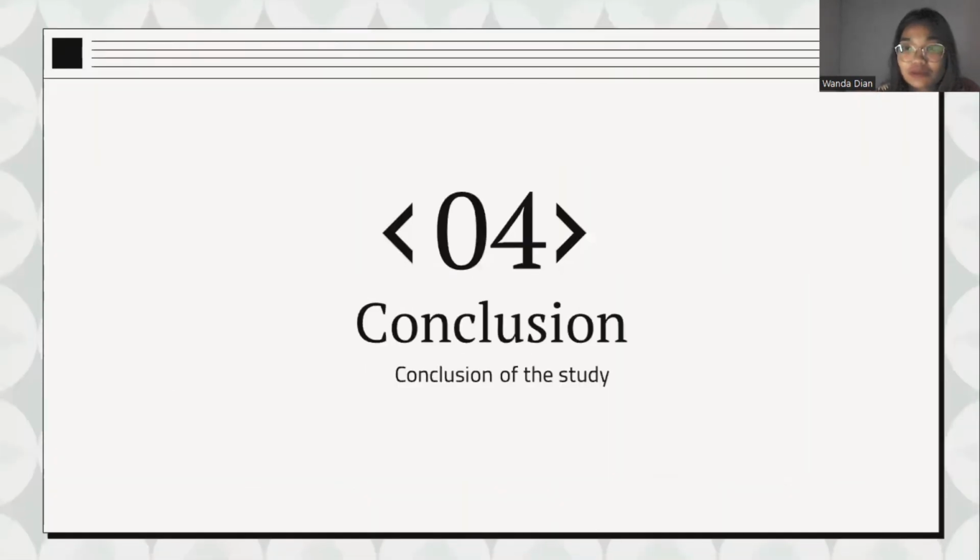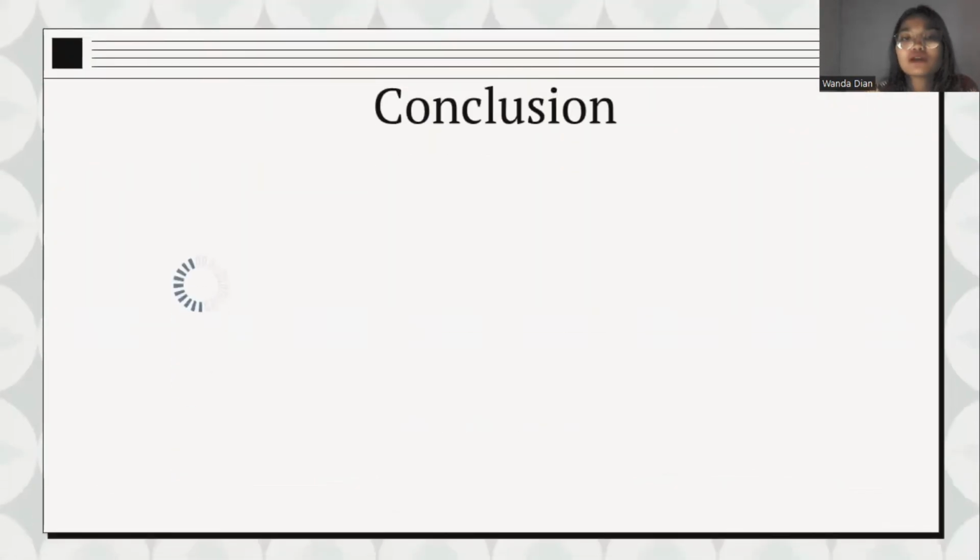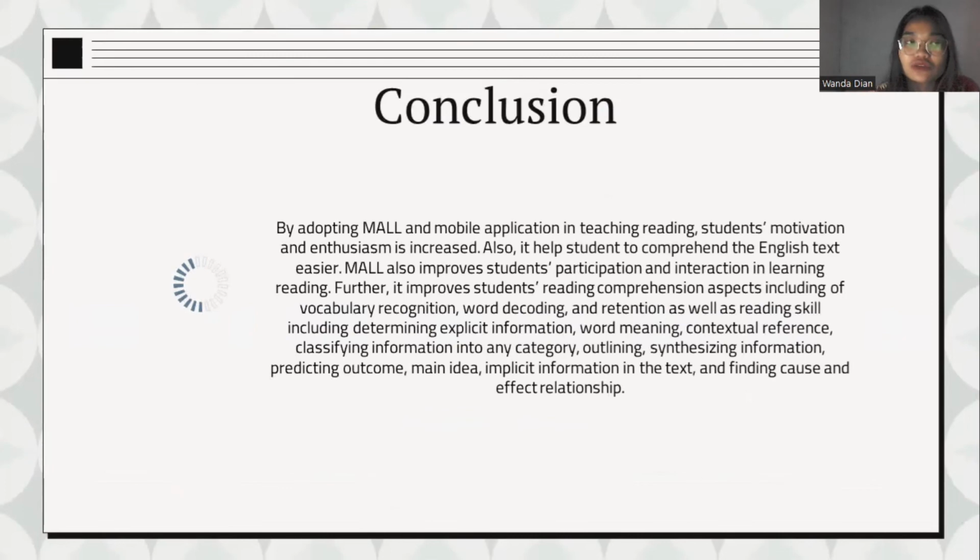So let's move to the conclusion part of this study. What is the conclusion of this study? Undoubtedly, technology can help the learning process. It can be said that technology has many positive advantages for the learning process, especially for language learning. And talking about the adoption of technology, MALL can always be one of them. MALL is believed to be a potent tool to help language learning. By adopting MALL and mobile applications in teaching reading, student participation and enthusiasm increase. It helps students comprehend the text more easily.